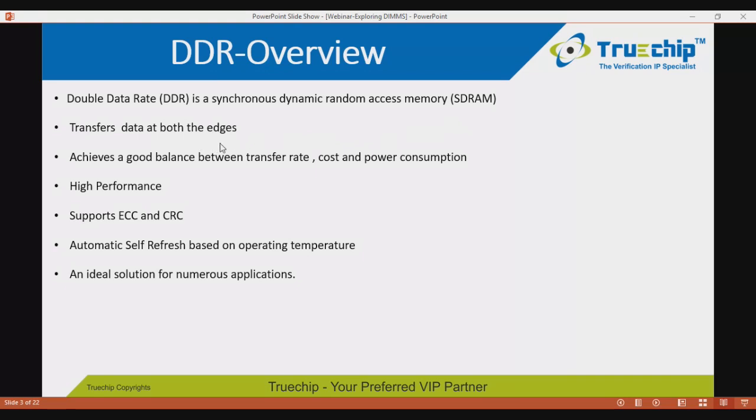It meant memory could run at a lower clock rate, using less energy, and achieve the faster speed. Some of the key features of DDR are: it strikes a good balance between transfer rate, cost, and power consumption. It has high performance as it is faster and more efficient. It supports ECC, that is, error correcting codes, and CRC to detect and correct the errors. It is used to maintain the reliability of the memory. It also supports automatic self-refresh operation, which depends on the operating temperature. It is an ideal solution for numerous applications ranging from high-performance computing and the supercomputer to smaller power-constrained mobile devices.